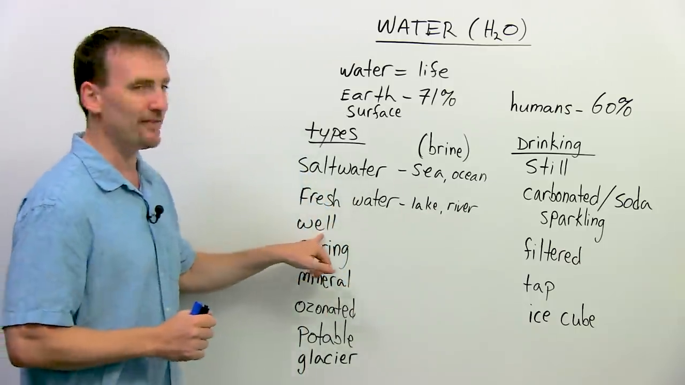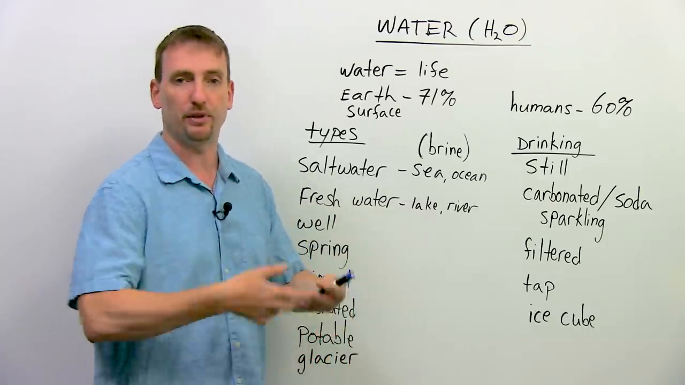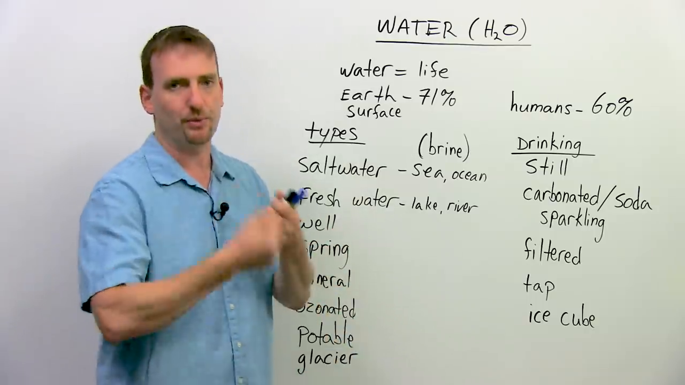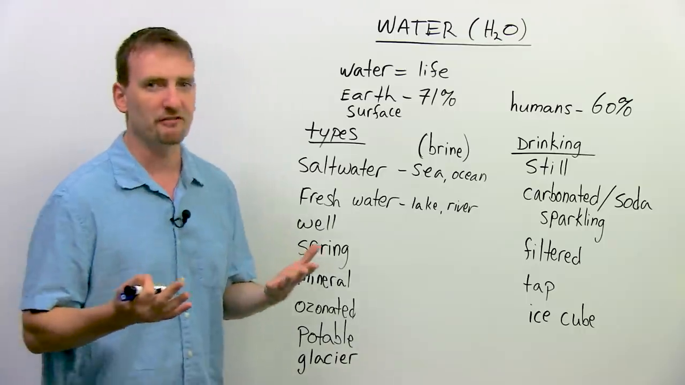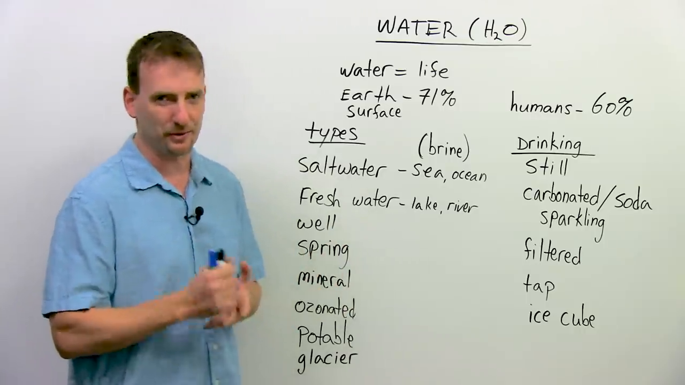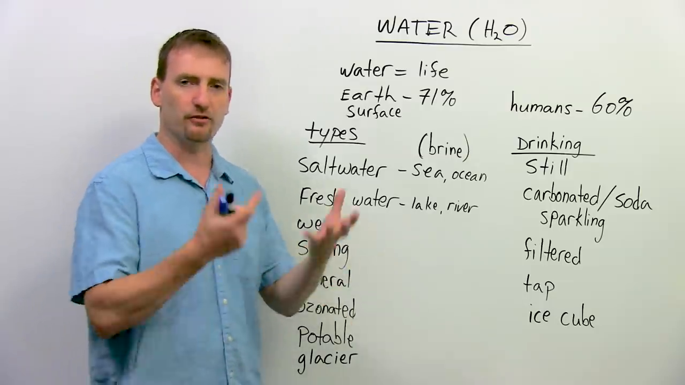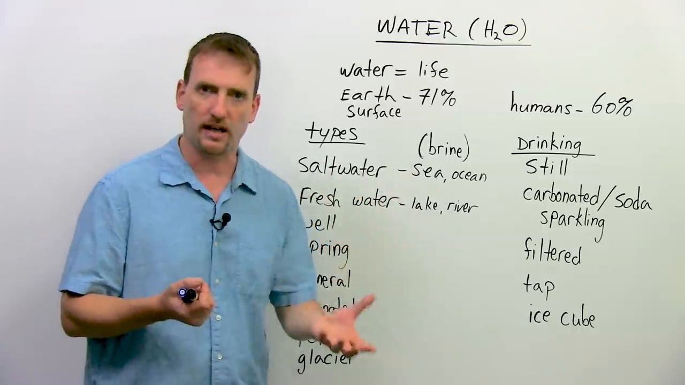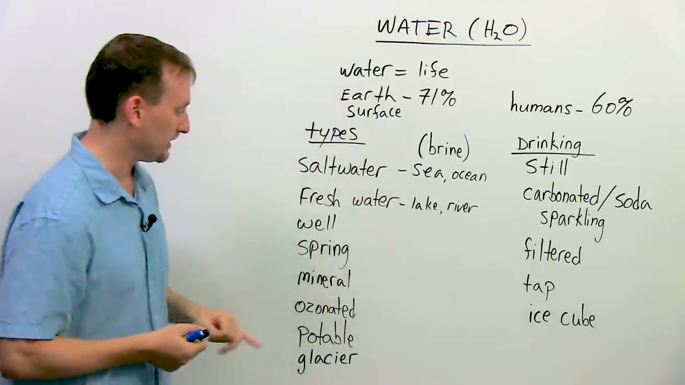Okay. And then we have well water. A well is a hole in the ground that people dig. And if you dig deep enough, you'll reach water and then you can pull that water up and, well, maybe not drink it right away, but you can work with it and do stuff with it. We have spring water. So these are natural springs. It's basically like a naturally made well. The water kind of gushes up and comes out on the surface and we can drink it.